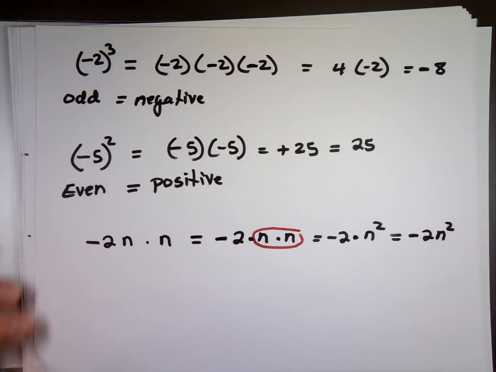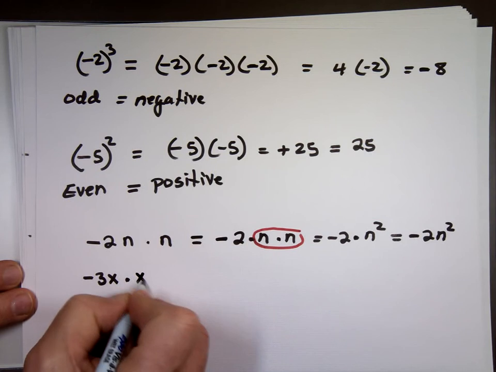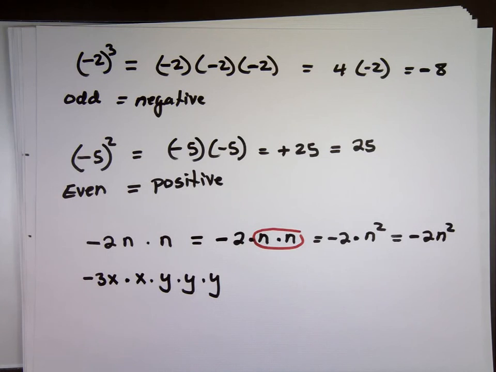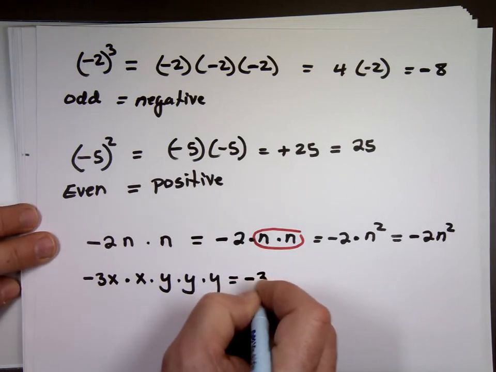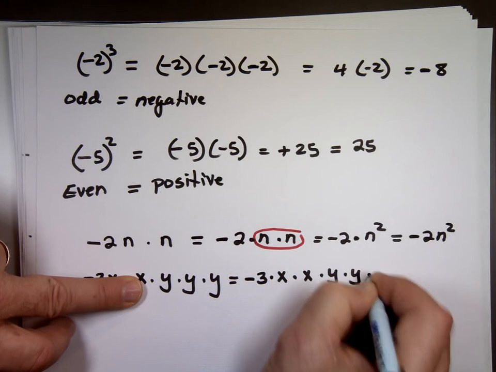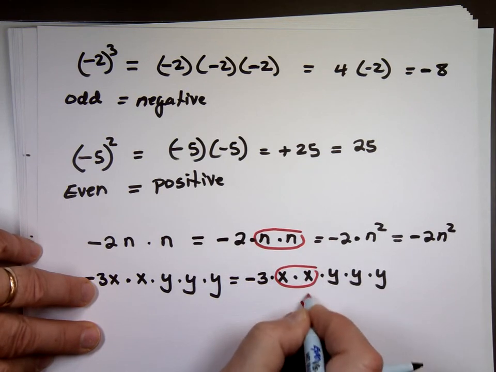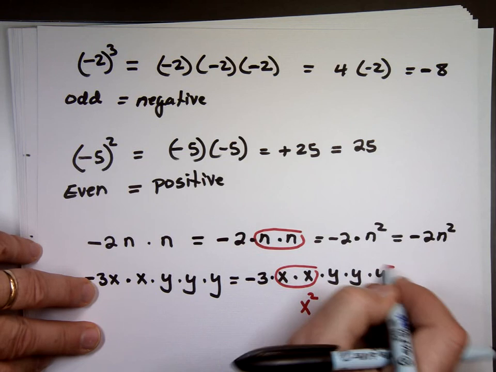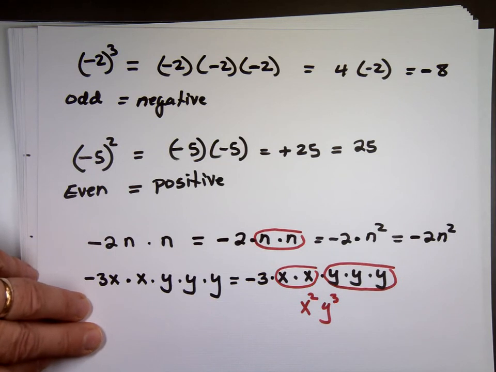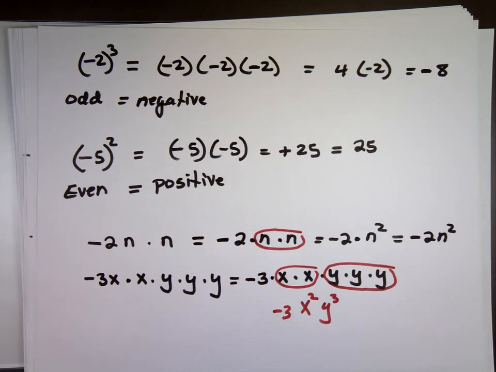Just like if you have this, negative 3x times x times y times y times y. I can break it down to negative 3 times x, the first one, times x times y times y times y. Look at the x times x. How many of them? 2. X squared. Y times y times y. How many of them? 3. Y to the third. We don't have to put the dot between them. We know it's multiplication. And what do we have left in the front? Negative 3. So negative 3 x squared y to the third.